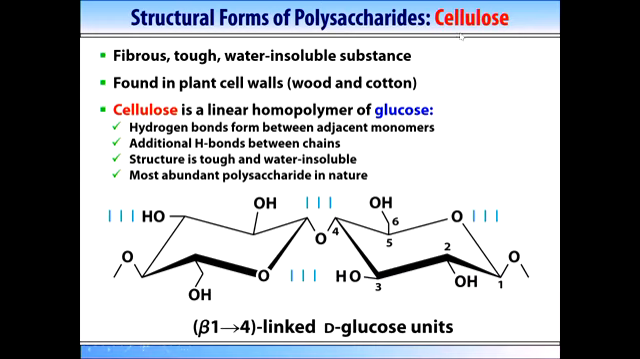One of the most abundant is cellulose. So, this is the most abundant polymer on our planet. Cellulose is a fibrous, tough, water-insoluble substance. It's found mainly in the plant cell walls, and the typical materials are wood and cotton. What's interesting is that cellulose is a linear homopolymer of glucose.